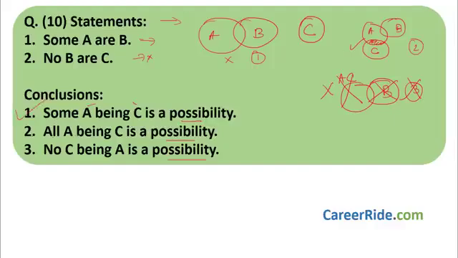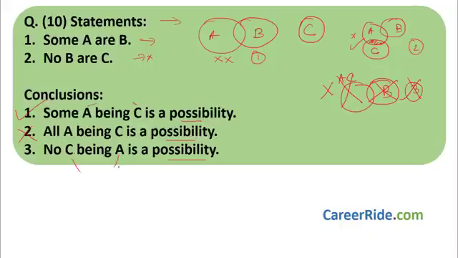Next conclusion, all A being C is a possibility. Over here A and C are away from each other, so the conclusion is not possible. Here A and C are only partly overlapping, so all of A is not C, so the conclusion is again not possible. When in both situations the conclusion is not possible, it is a wrong conclusion.